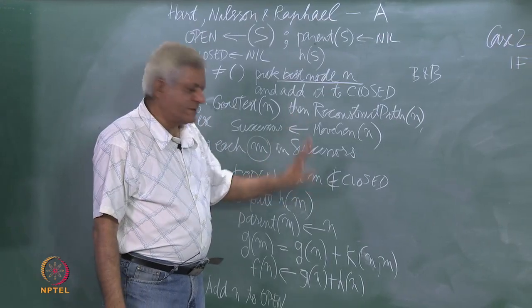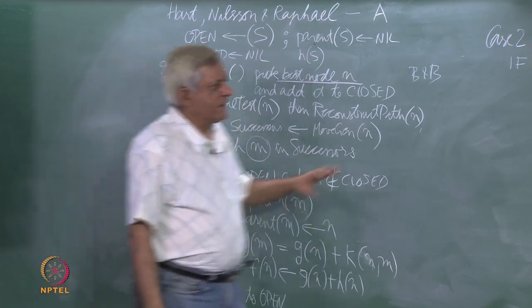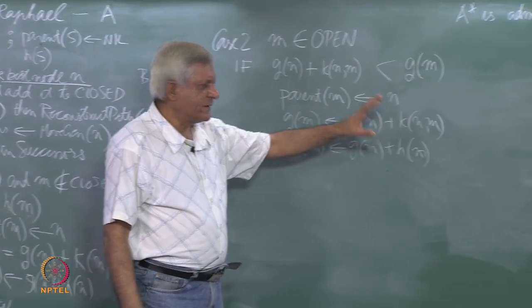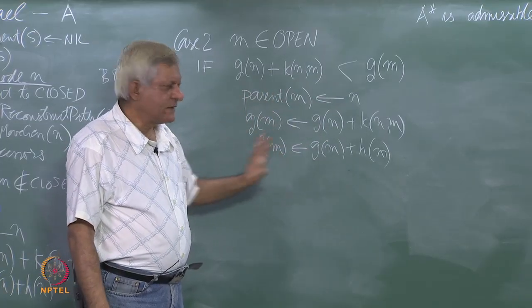Yeah, so these are the two cases. One case is for new nodes: we simply add them to the graph, so to speak, create the parent pointer, compute the G value, compute the H value, compute the F value, and we are done.